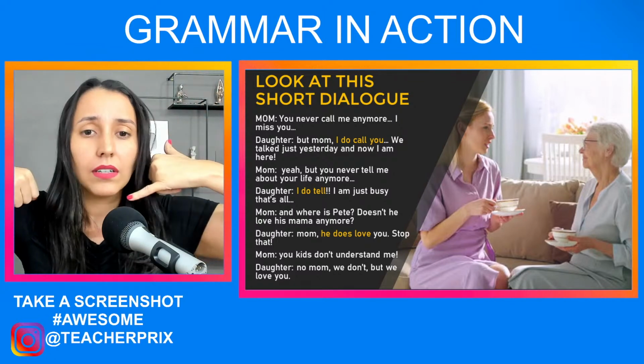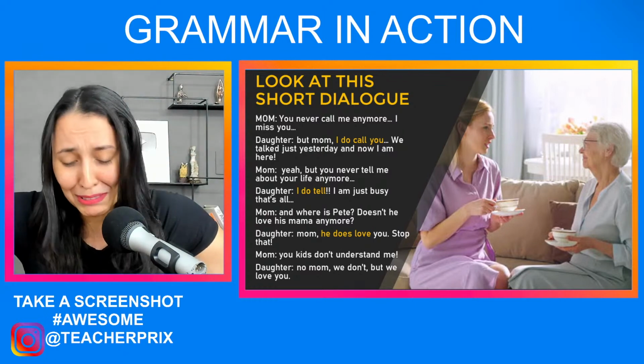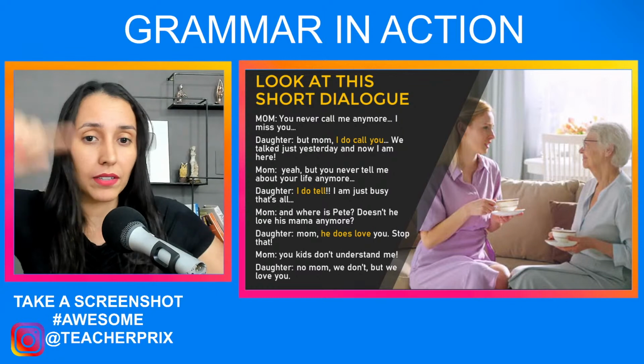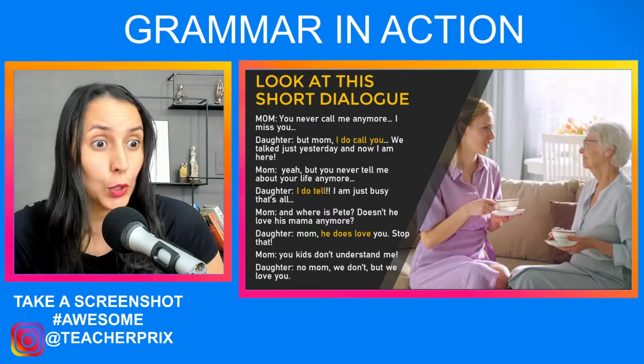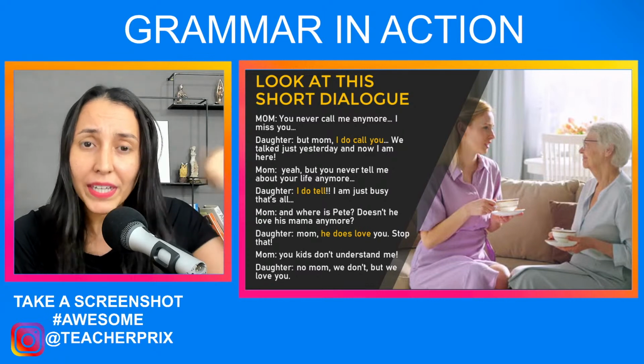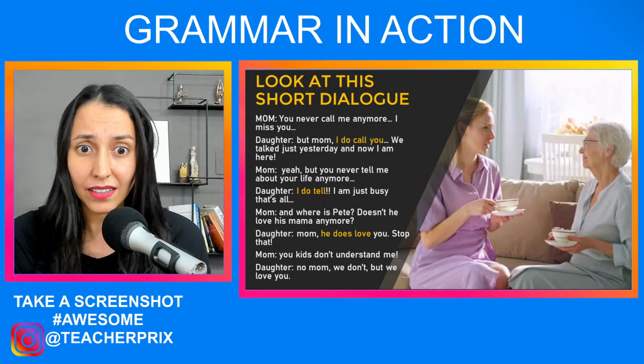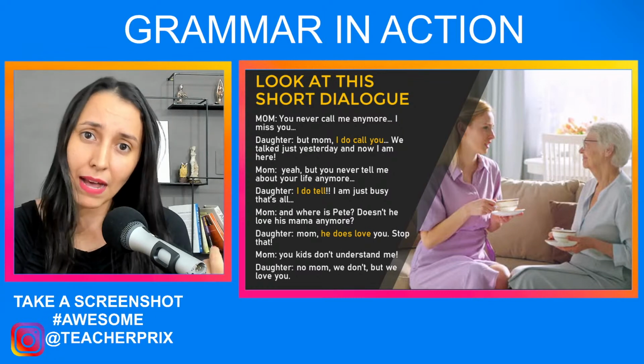So did you understand this part of the conversation? The mother: you never call me. We don't talk anymore. You don't love me. Then the daughter: Mom, I do call you. Come on, don't you remember? We talked yesterday. And now, today, I'm here. What's wrong? And then the mother will continue.